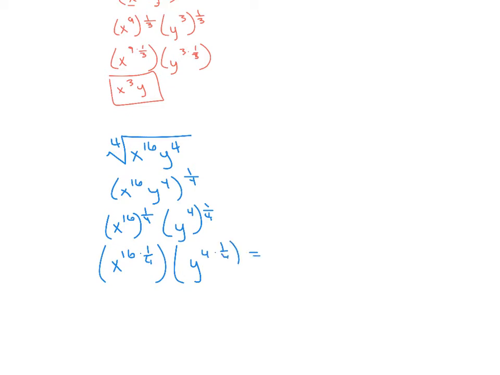So a fourth of 16 is like saying 16 divided by 4, which is 4. And then 4 times 1/4 is like saying 4 divided by 4, or a fourth of 4, which is 1.